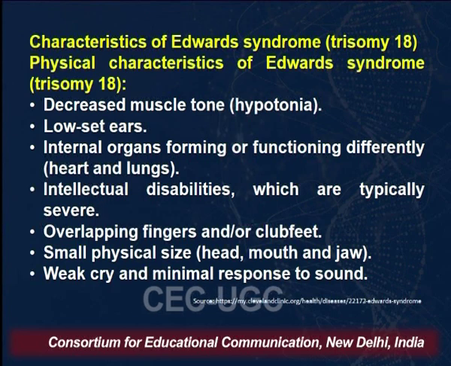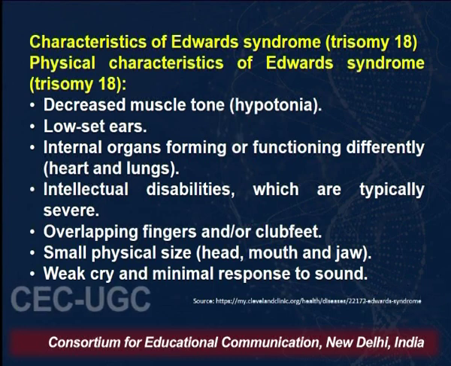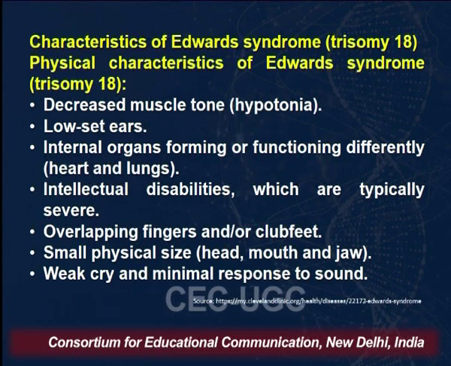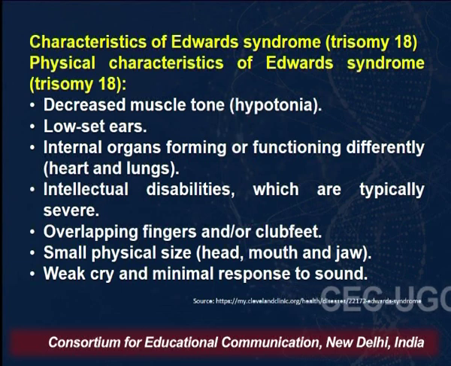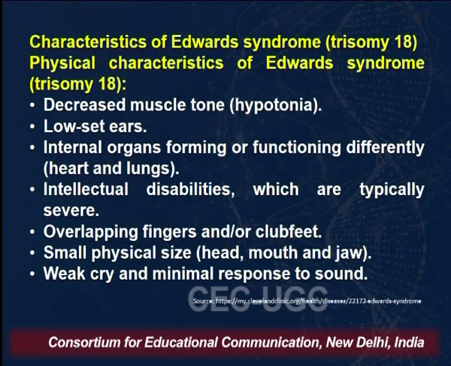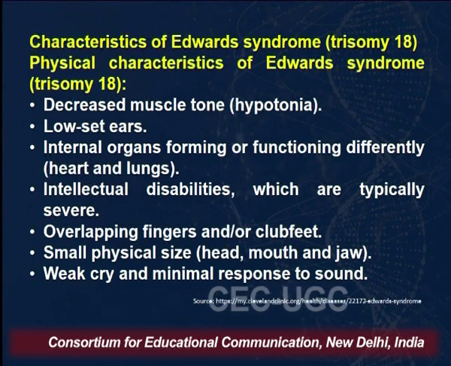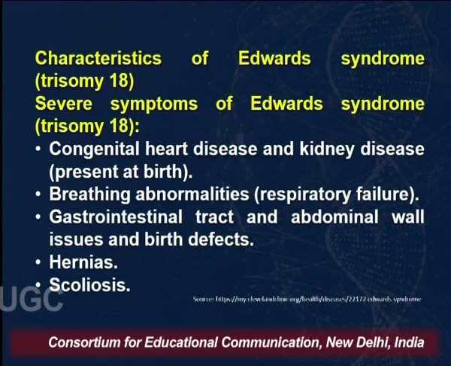Some of them are listed here. Edwards syndrome, as I said, is trisomy 18. There is decreased muscle tone, low-set ears, and internal organs forming or functioning differently. There is an intellectual disability, which may be very severe in many cases. There is small physical size, like the head, mouth, and jaw, and minimal response to sound. So there are a number of characteristic medical features associated with Edwards syndrome.